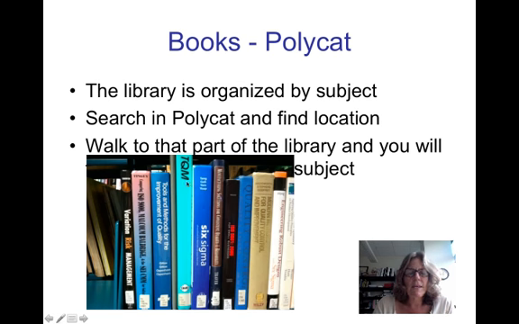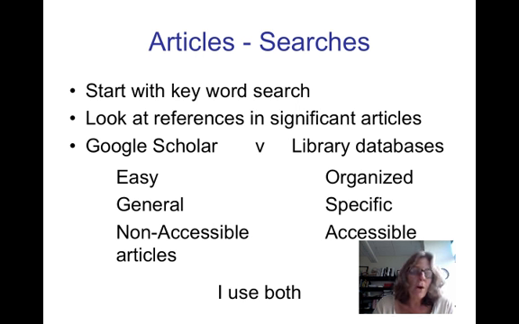So there's like Six Sigma, TQM, tools, methods for inventory quality, quality control. So you can see that they're all in this one area. And I would definitely go there and see if you can find books that pertain to the subject that you're interested in. Now, articles. Articles are found by doing searches.